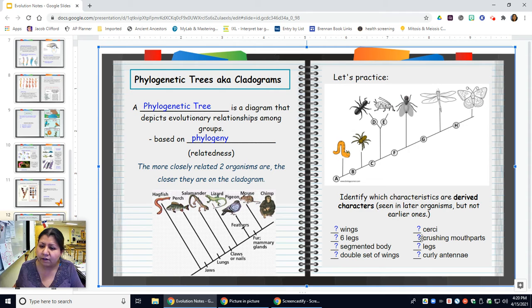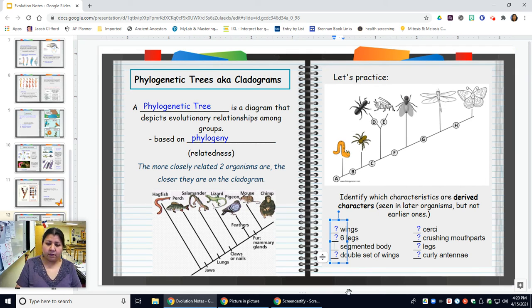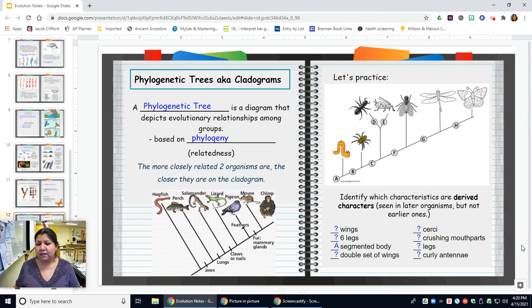So if I look at this organism, I could see that it has little ridges on it. And if I look right here, it's a very simple organism, doesn't have legs. So this one actually has a segmented body. Segmented body just means the different pieces, just like we see these little ridges here.